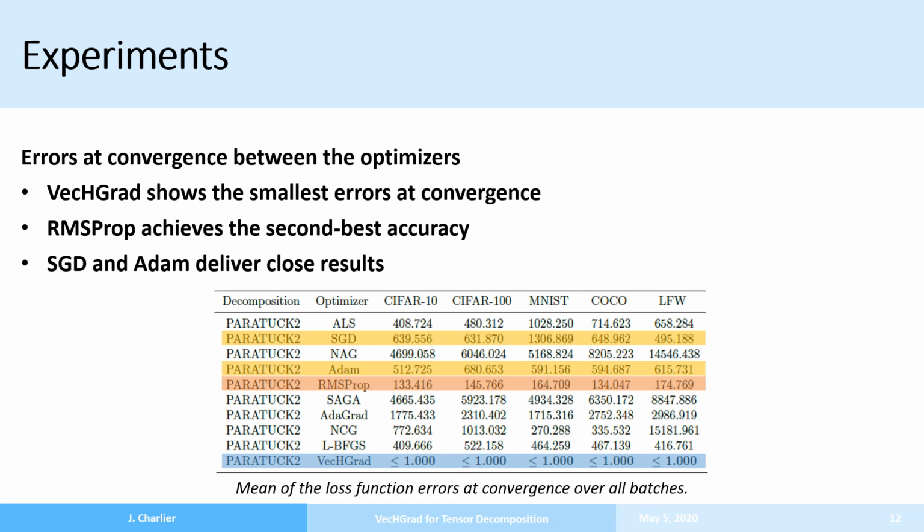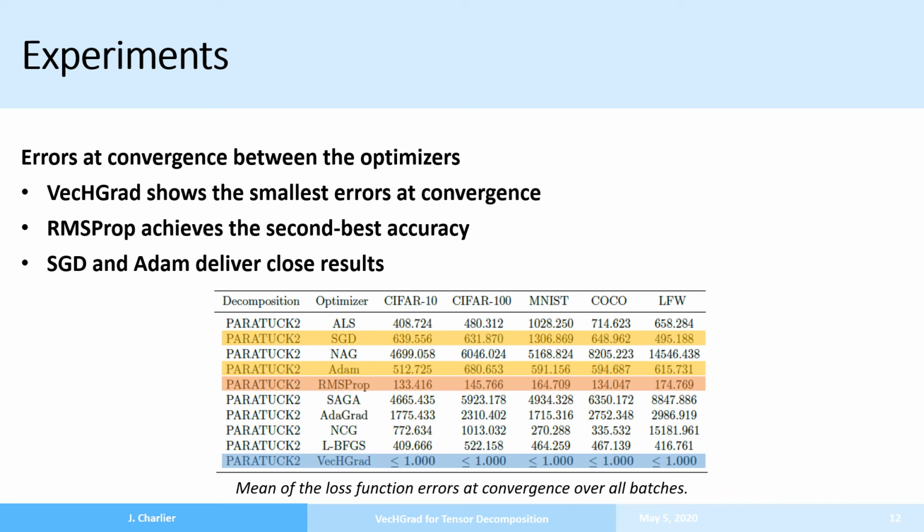Here you can see that if we are considering errors at convergence, VecHGrad gives the best accuracy. So VecHGrad gives the smallest errors at convergence. Then we can observe that RMSProp is quite close as well. The level of errors at the end of the minimization problem is fairly small. It's what we observed before, where the level of detail of the bus with VecHGrad and RMSProp was quite high.